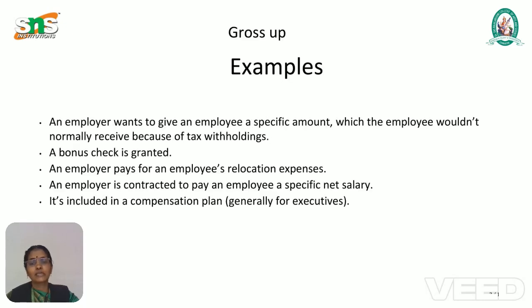Next, we move to the examples of gross up. Let us see them one by one. First, an employer wants to give an employee a particular amount which the employee will not normally receive because of tax withholding. Second, a bonus might be taxed under this gross up. Third, an employer pays for an employee's relocation expenses. Then, an employer is contracted to pay an employee a specific net salary. The last one is when it is included in a compensation plan, generally for executives, such as marketing executives or sales executives. So these are under the compensation plan.